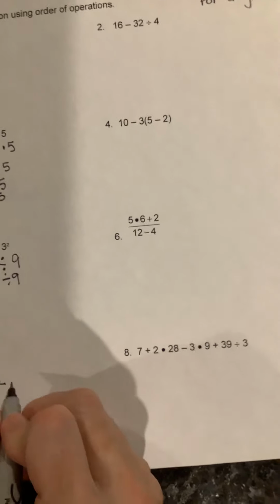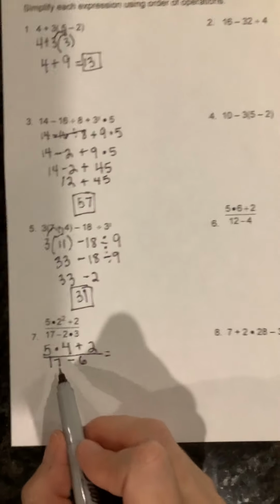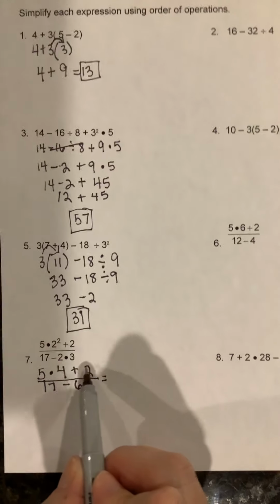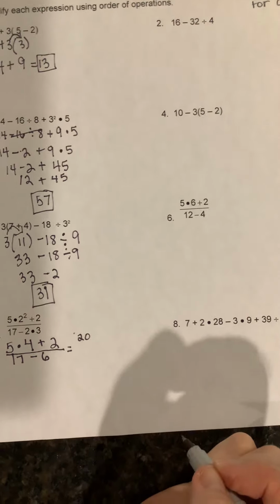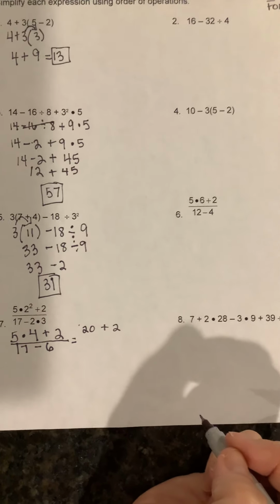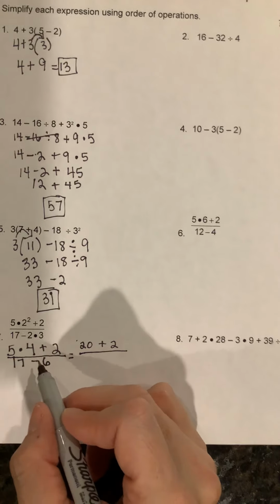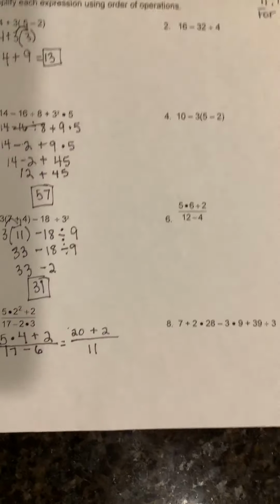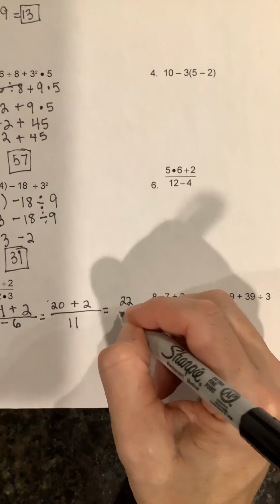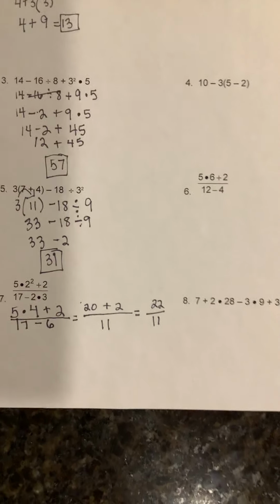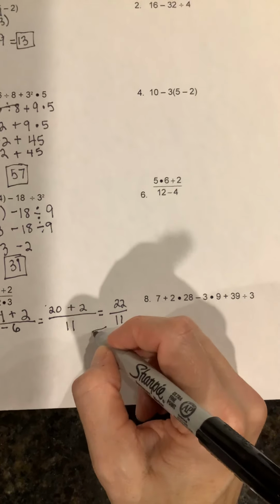So now I'm going to do my equal sign here so I can kind of go over here and see. Oops, sorry. All right, so I'm working what's on top right now. 5 times 4 is 20, plus 2, divided by, and what's on bottom, 17 minus 6 is 11. Okay, 20 plus 2 gives me 22 divided by 11. So when I divide that, 22 divided by 11, I get the answer of 2.